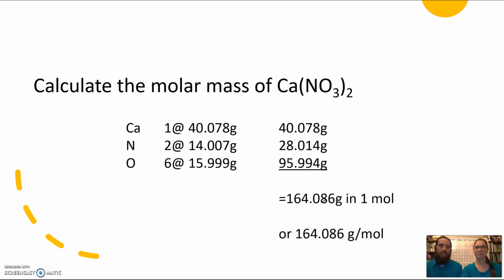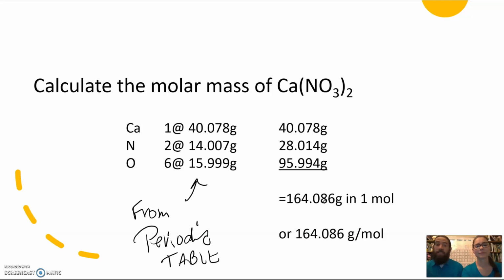So when we sum these masses up, we have 1 calcium with a molar mass of 40.078. We've got 2 nitrogens at 14.007 each, so we multiply that by 2. And then we take the mass for oxygen from the periodic table and multiply by 6. When we sum these up, we get 164.086. That's the number of grams in 1 mole of calcium nitrate. So that means that we have a derived unit.